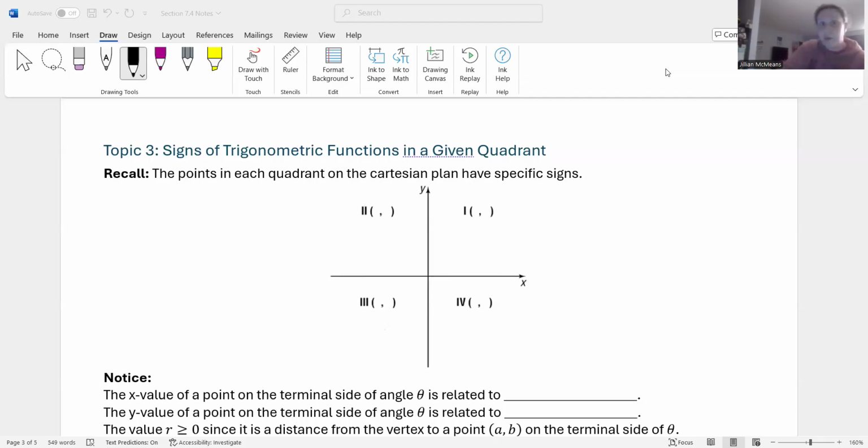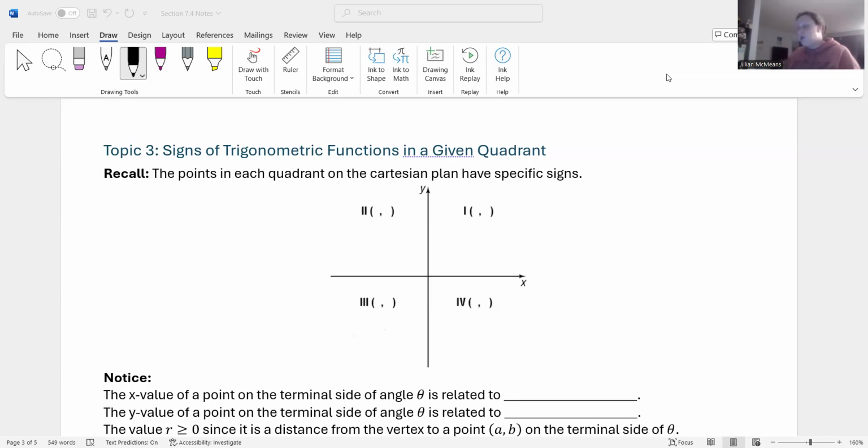Okay, for topic 3, we're going to talk about signs of trigonometric functions in a given quadrant. This is actually going to be a really big deal. Again, I keep telling you, we're building to this idea of a unit circle. And when you see the unit circle, I think all of this is going to come together much nicer, and it'll give you a kind of visual understanding of all the things we've been talking about.